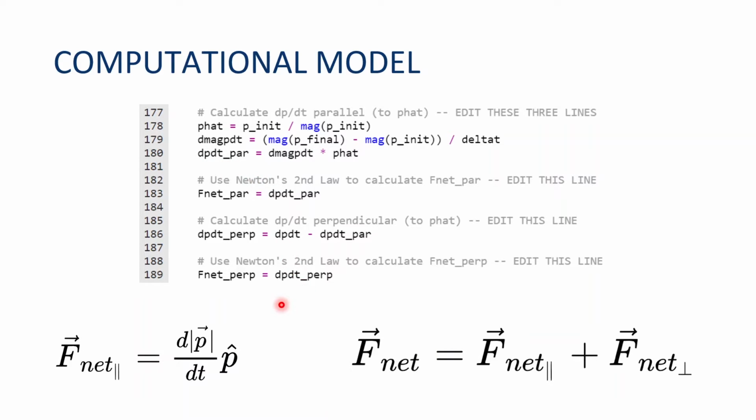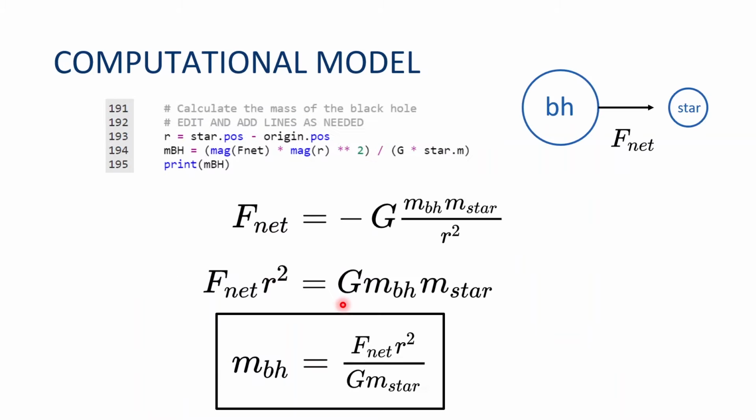And using the momentum principle, we know that the parallel component of the net force is equal to the rate of change of momentum of the parallel component. Then to calculate the rate of change of momentum of the perpendicular component, we use the idea that net force is equal to the parallel component of the net force plus the perpendicular component. We're able to solve for the perpendicular component. Then we set right here that the perpendicular component of the net force is equal to the rate of change of momentum of the perpendicular component.